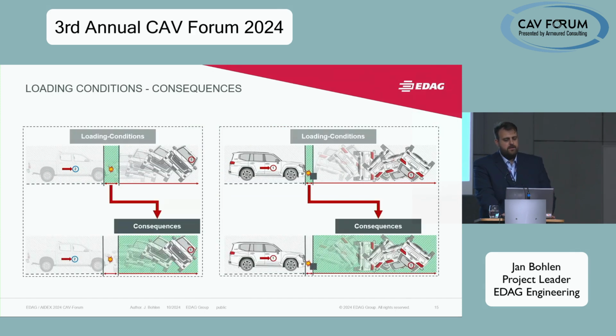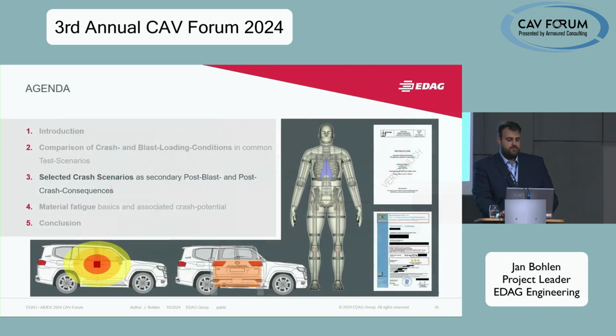Now, I'd like to come to the next part and move away from the blast loading to the consequences. So what happens after the first incident? I will do that on selected crash scenarios that are quite common. Those crash scenarios, we have to look at as secondary post-blast or post-crash consequences. So what can happen after the first incident?